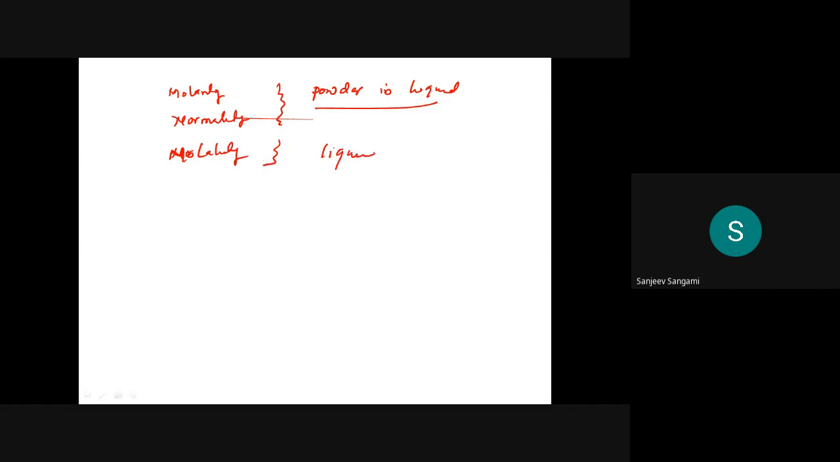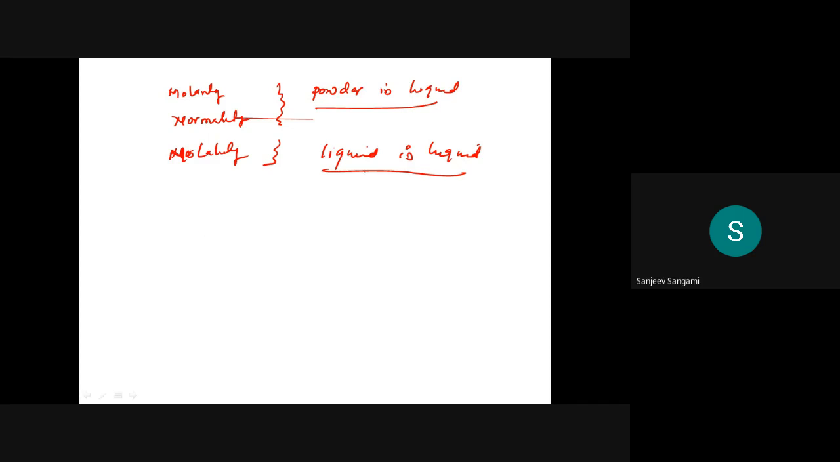Molarity and normality you can use whenever you are dissolving powder in liquid. The liquid can be in any form and the powder any powder. But molality is preferred when you are dissolving liquid in liquid.